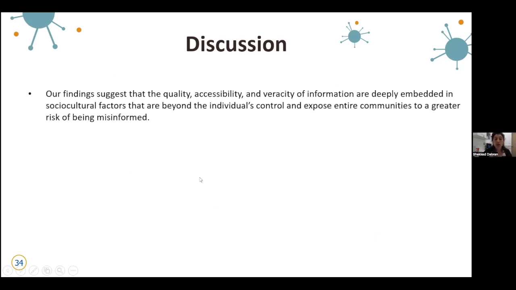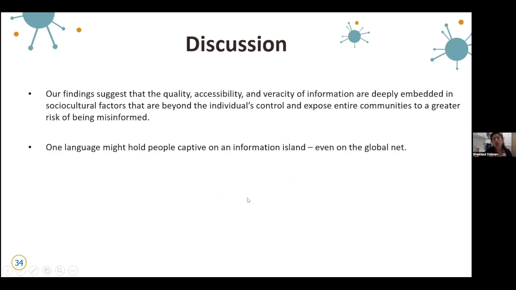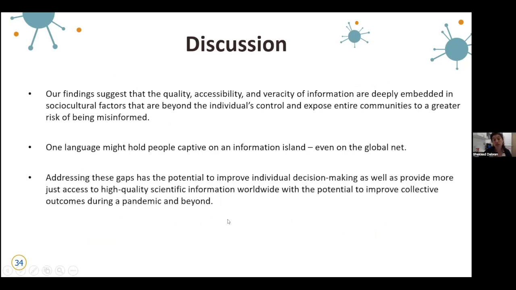Our findings suggest that the quality, accessibility, and veracity of information are deeply embedded in sociocultural factors that are beyond individuals' control and expose entire communities to a greater risk of being misinformed. One language might hold people captive on an information island, even on the global net.